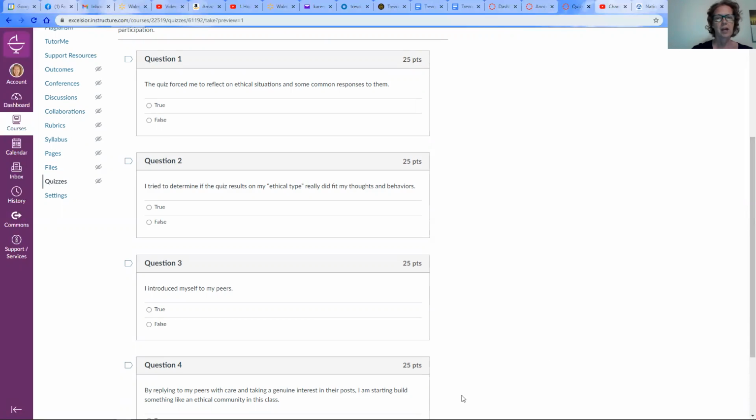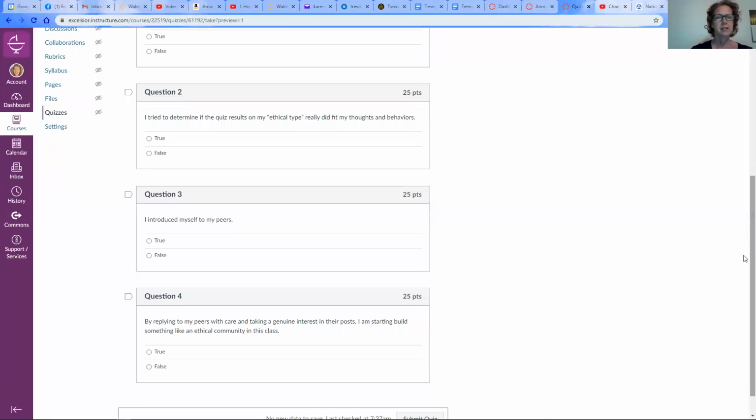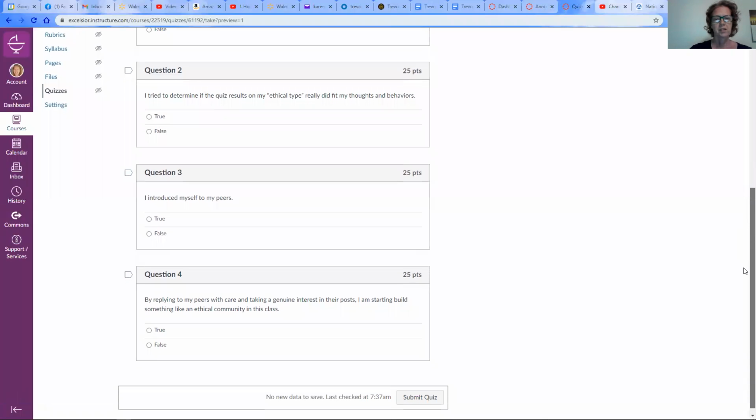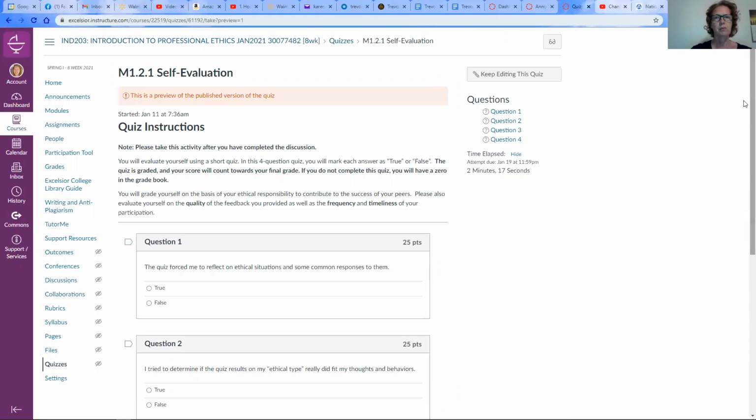Question 3 deals with whether or not you introduced yourself to your peers, and question 4 deals with how you replied to your peers. There aren't a specific number of peers that you need to respond to. What I'm really looking for is engagement in the discussion, jumping on several days out of the week and reading through your peers' posts, really engaging and taking a genuine interest in their points, and trying to build an ethical community in the class. After you answer those questions, it'll automatically score that and place that in the gradebook for you.